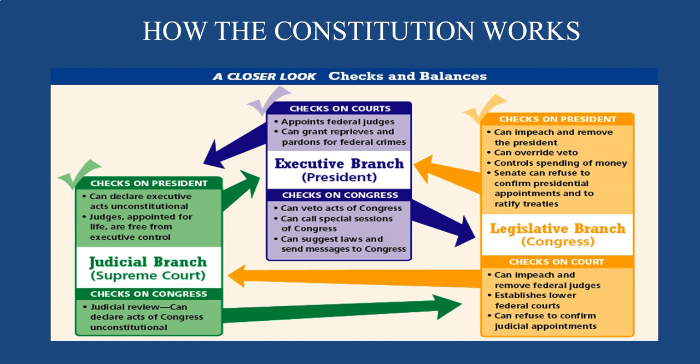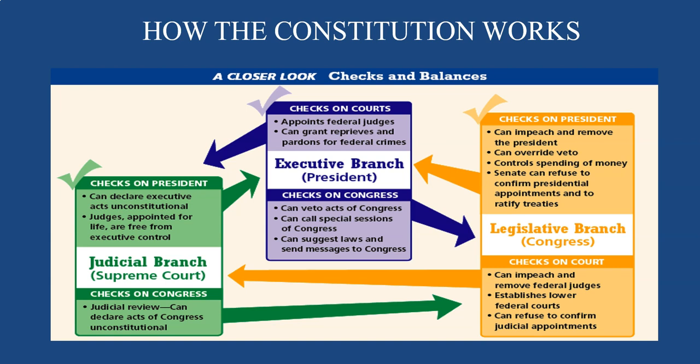Now, how does the Constitution work? Well, we have the Judicial Branch, the Supreme Court. We have the Executive Branch, the President, and we have the Legislative Branch, the Congress. So let's start with the Judicial Branch, checks on the President. Basically, the Judicial Branch, the Supreme Court, can declare executive acts unconstitutional. Judges appointed for life are free from executive control. Now, checks on the Congress by the Judicial Branch. Judicial review can declare acts of Congress unconstitutional.